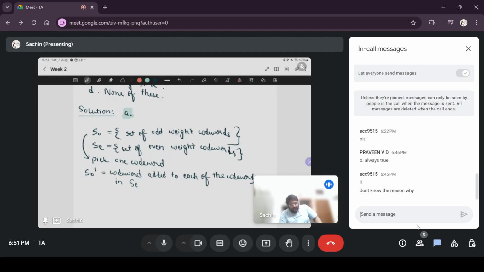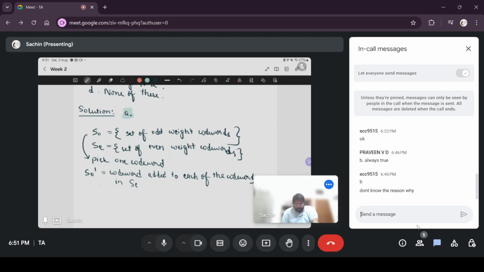Now, the number of code words in SE: when you add one odd weight code word, you can't get the same code word again, right? So if you take two different code words and add some other code word, you will get two different code words in the end. So to each of these even weight code words, if you add an odd weight code word, each of them will give a different result.